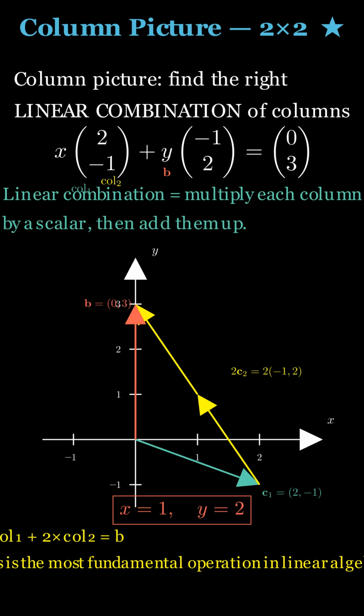Let's draw it. Start with 1 times column 1, the vector (2, negative 1). Then add on 2 times column 2, 2 copies of the vector (negative 1, 2). The tip lands exactly at b, which is (0, 3). 1 times column 1 plus 2 times column 2 equals b. This operation, multiplying columns by scalars and adding, is called a linear combination. It is the single most important operation in all of linear algebra.